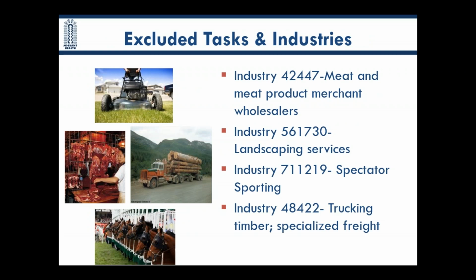And then excluded tasks and industries include meat and meat product merchant wholesalers, landscaping services, spectator sports, trucking and timber, and specialized freight. Exceptions to this is when tasks may be done by ag workers and they still qualify. Ag workers can participate in these tasks but still be classified as an ag worker when they perform these activities during the off season or when they're not working in agriculture but are still doing agricultural work in the last 24 months.